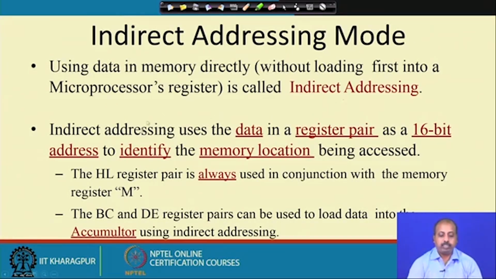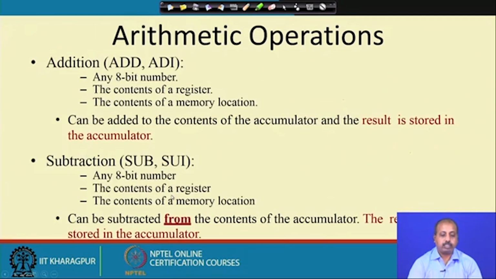So, if you are using the HL pair, then it is with register M. Whenever you specify the register as M, it is the HL pair, and if it is the BC or DE pair, then you have to load the value into the accumulator and then do the arithmetic operation.